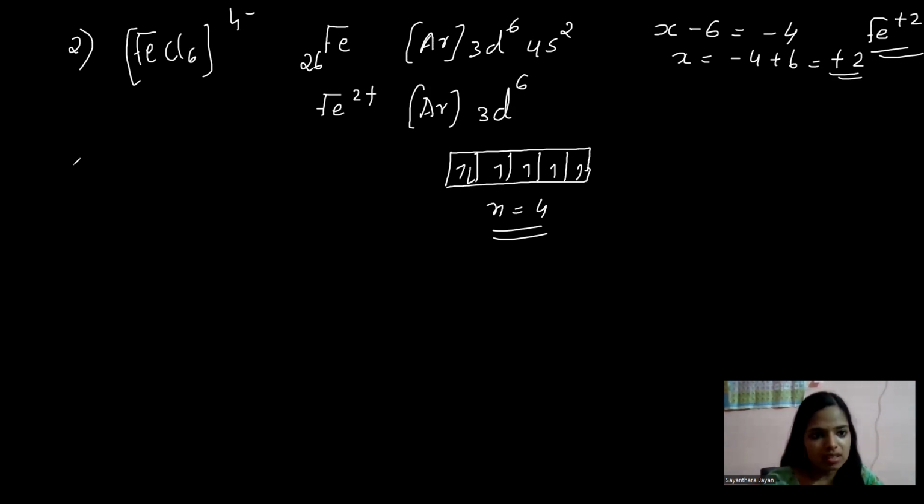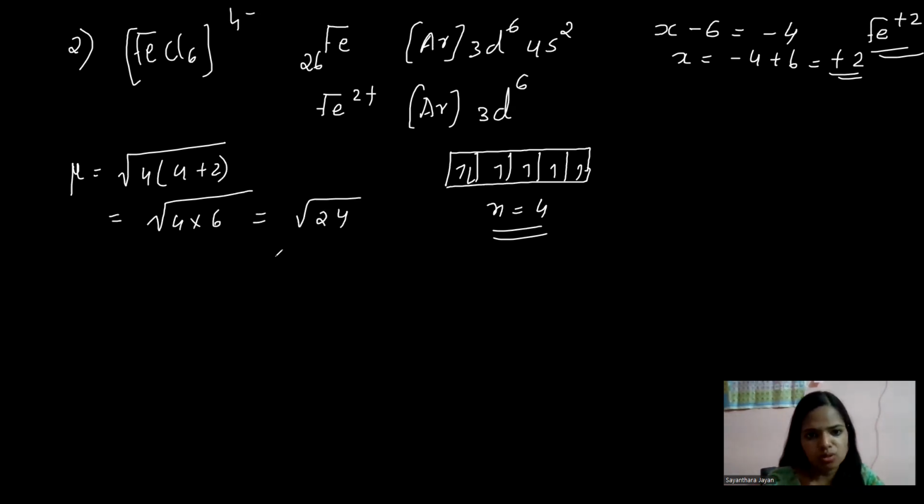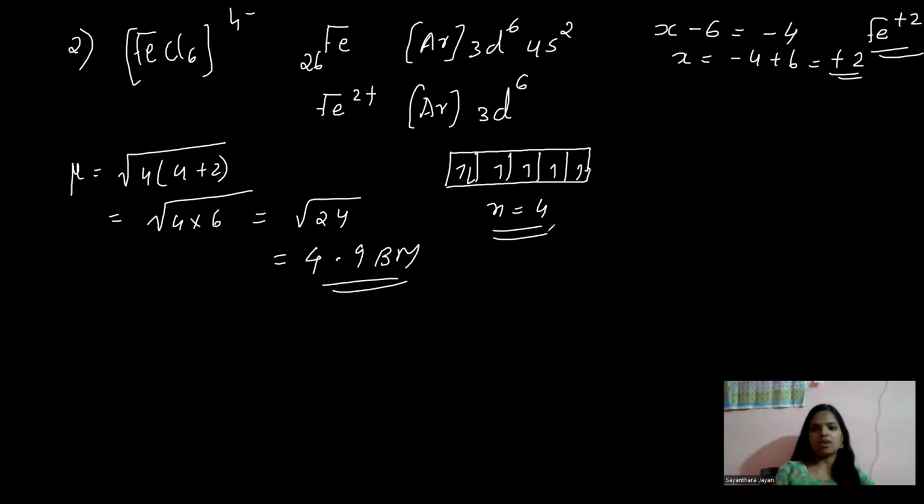So apply this in this equation. Mu is equal to root of n into n plus 2. It is root of 4 into 4 plus 2, which is equal to root of 4 into 6. Root 24. Root 25 means 5. So root 24 means 4 point something, right? And the exact value is root 24 means it is 4.9 Bohr magneton.